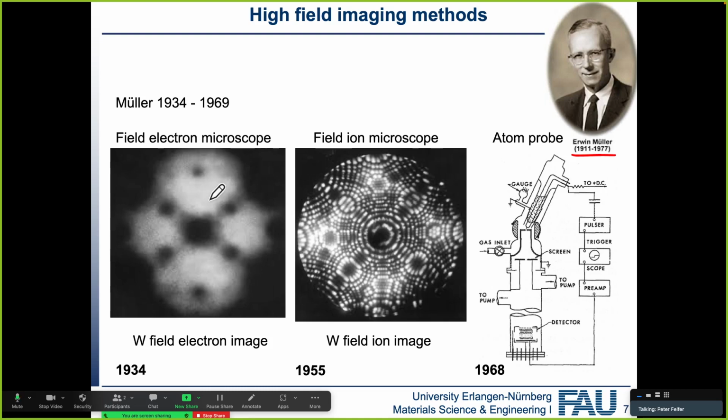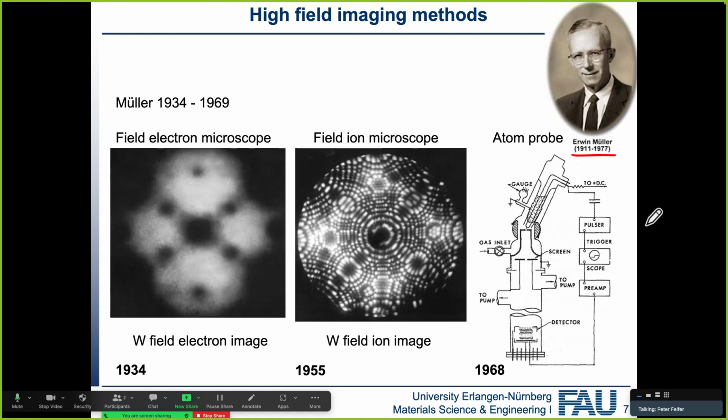It's very different for a field electron microscope, because the field electron currents are much higher than the field ion currents. So you don't need a lot of image intensification. But for the field ion microscope, you do need image intensification.